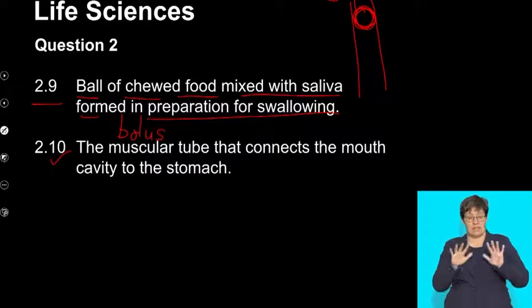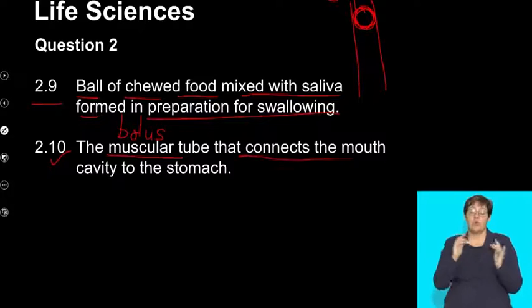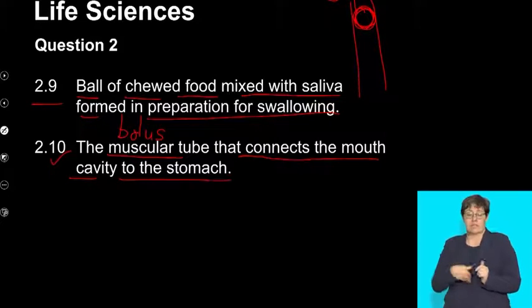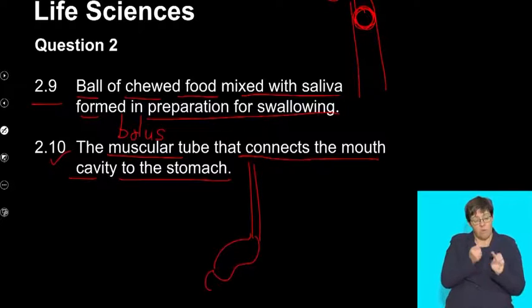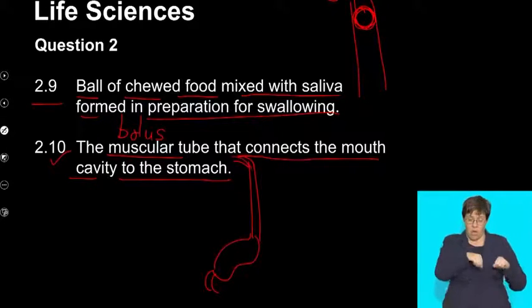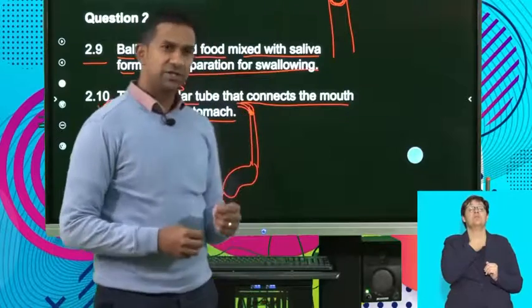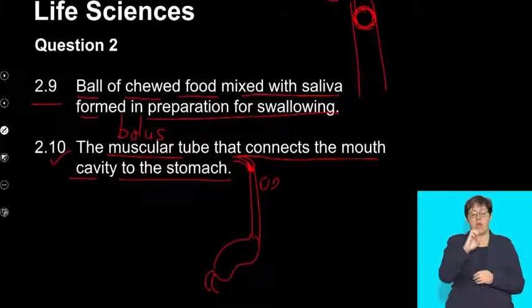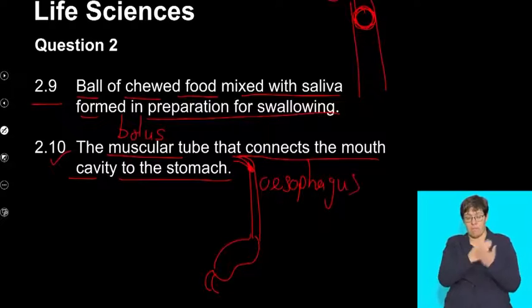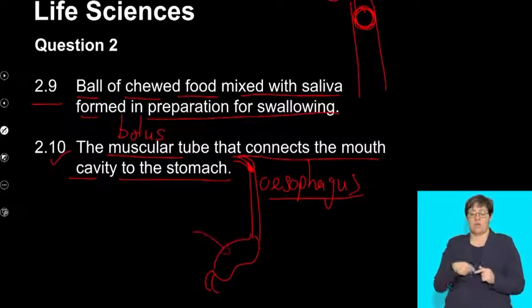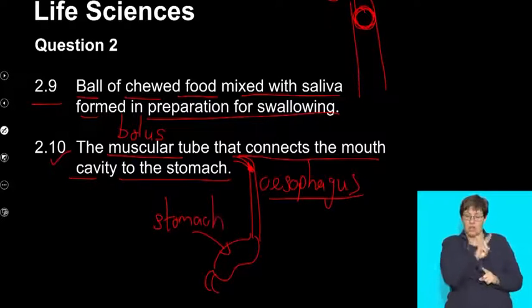2.10. The muscular tube that connects the mouth cavity to the stomach. Guys, we have a tube that transports the food all the way to the stomach before it moves into the small intestine. Here we have the mouth that allows for the food to be prepared, and that moves down the tube. That tube in which the food moves through is called the esophagus, and that is the first part of the alimentary canal that connects the mouth to the muscular stomach. And so guys, that's a wrap for looking at terms.